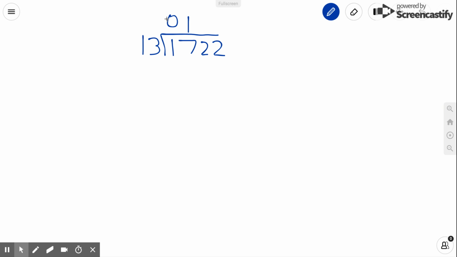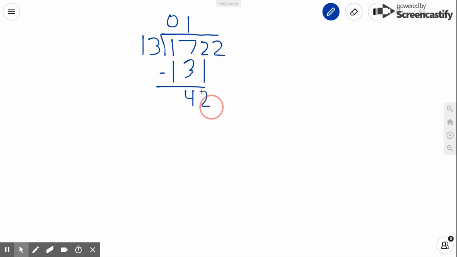I know that I'm multiplying 1 times 13. I'm going to write my 13 underneath, and I'm going to subtract. When I do 17 minus 13, I get 4. And just like we practiced in class, you're going to bring down your 2.